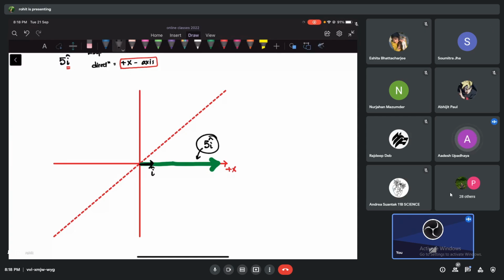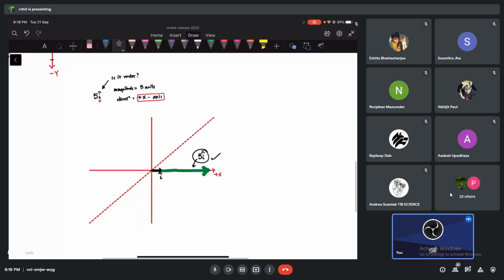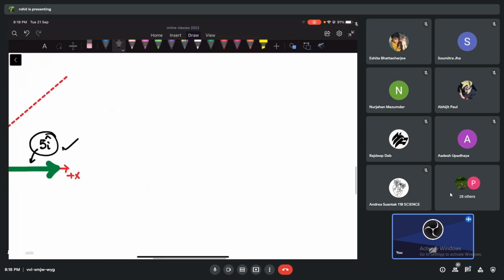So this is your I cap, and that green arrow is 5 I cap. I think till now everybody is fine. I think we can proceed. And by the way, I think you also remember this one, right?